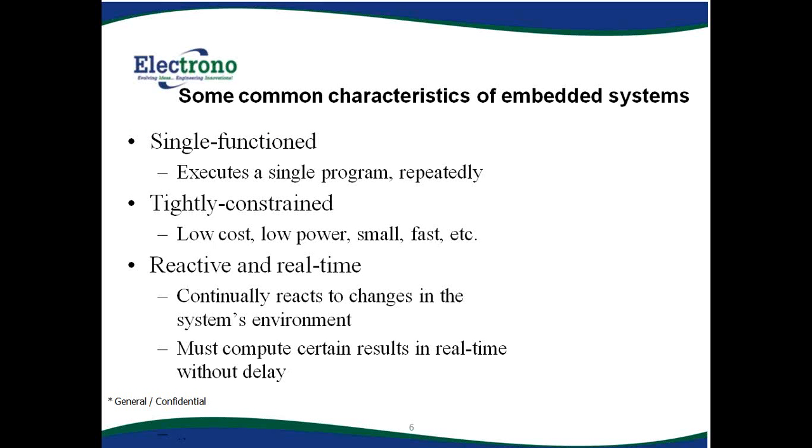So these are some characteristics of embedded systems. As I said previously, embedded systems are designed to perform only one single task. That is one of the main characteristics of any embedded system. It executes a single program repeatedly. Next, a characteristic of embedded systems is that they are tightly constrained. That means they should be low cost, low power, small and fast.